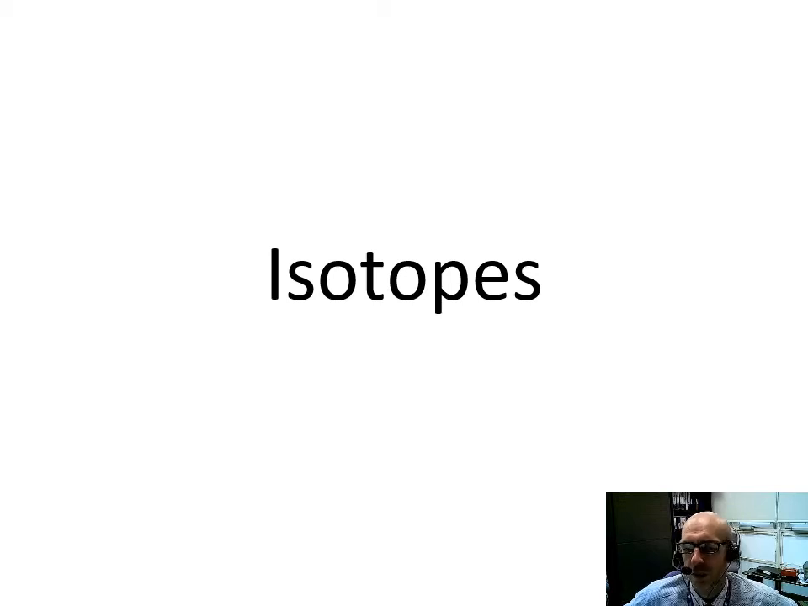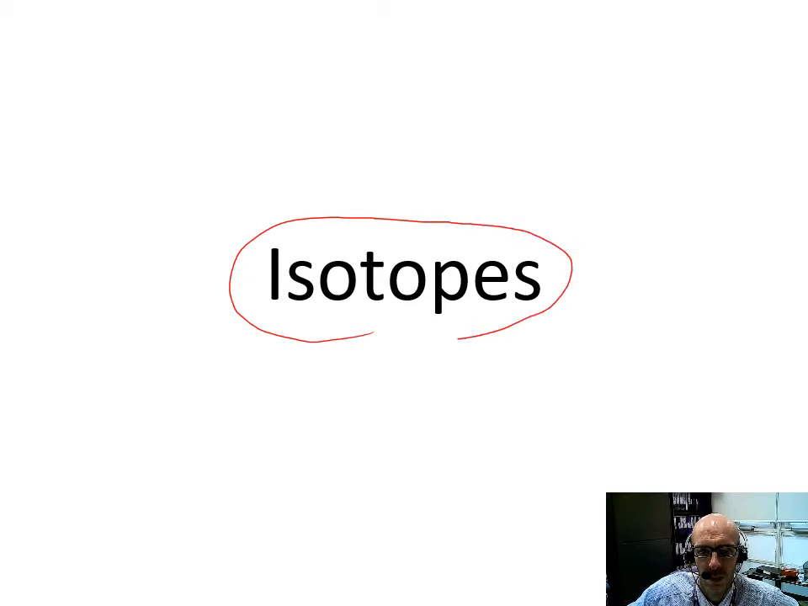Hello and welcome to lesson 5 of chemistry, the atoms and periodic table topic, cunningly called isotopes. And obviously it's called that because it's about isotopes.